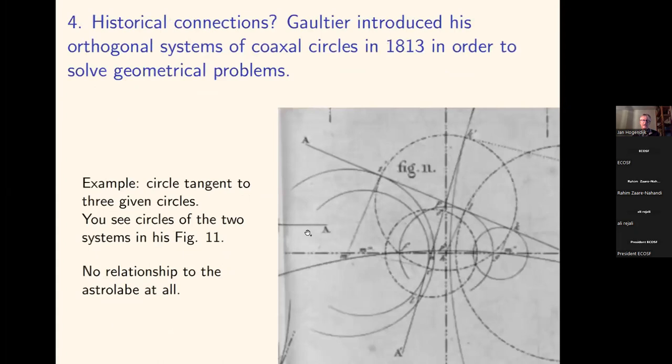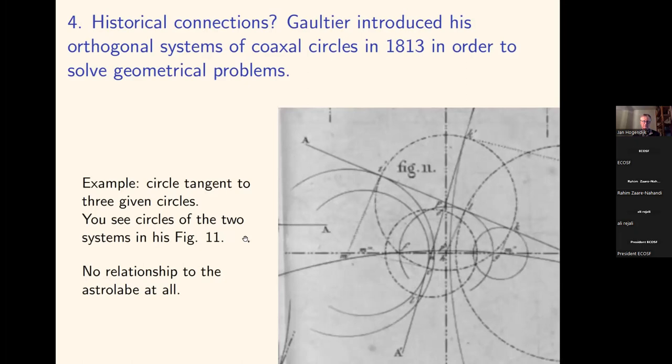Okay, I am coming to the end of my talk, almost, a few more minutes. So the first question, was there a historic connection between the astrolabe and coaxial circles? The answer is no. The French mathematician who introduced his orthogonal systems in 1813 did this in order to solve geometrical problems. Here you have one of his figures. You see some circles in the second system here and some circles in the first system here. And you see it's getting very complicated, but there is no relationship to the astrolabe at all.